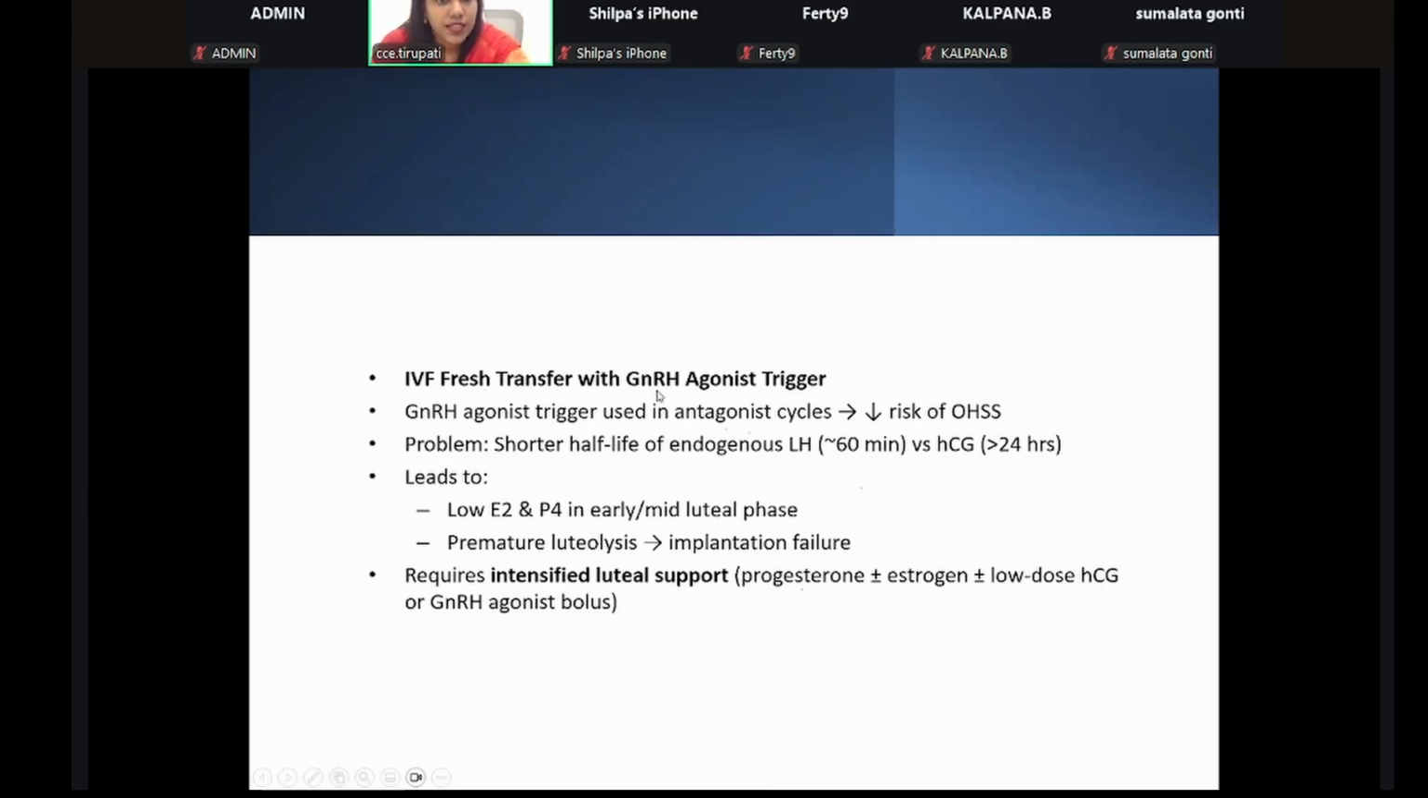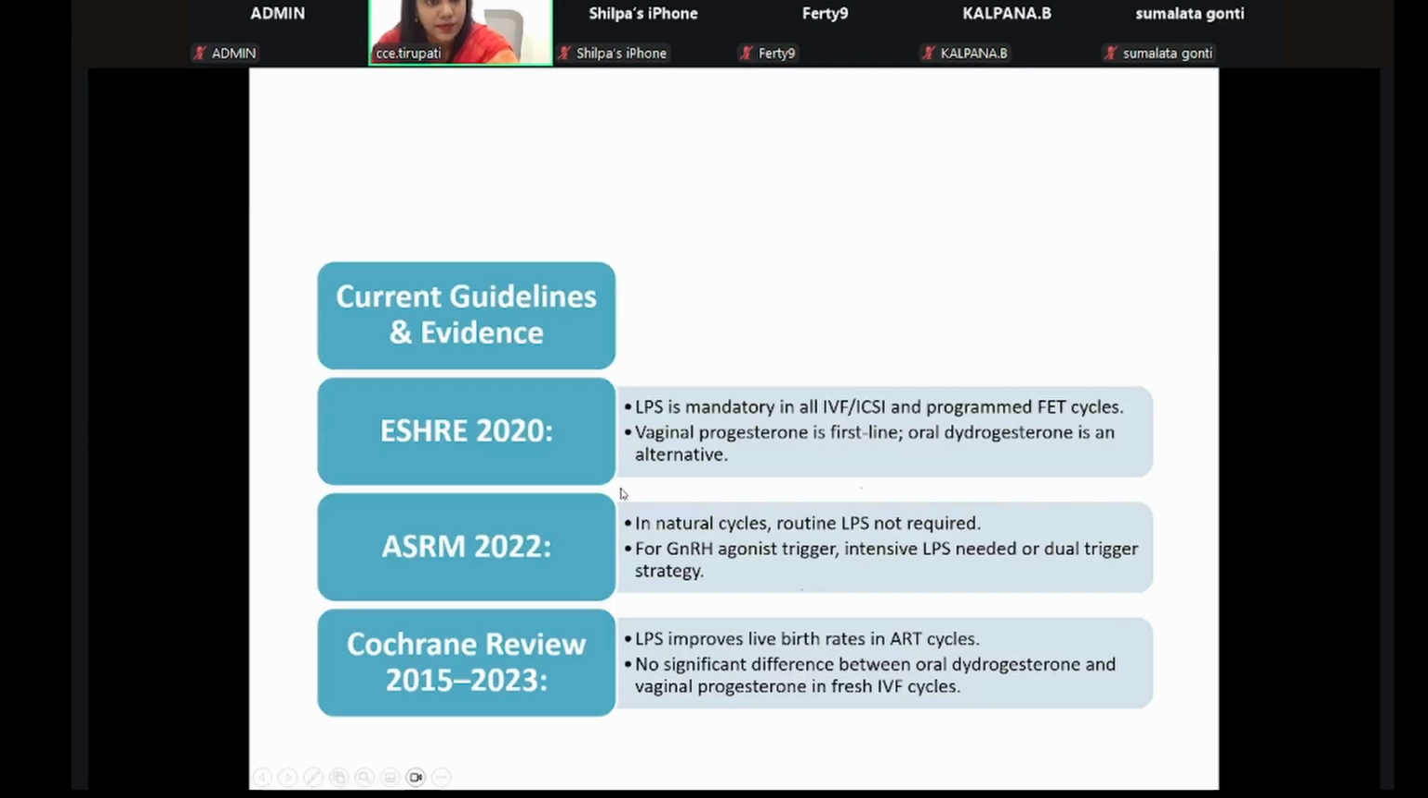So, IVF fresh transfer with agonist trigger. Whenever an agonist trigger is used in antagonist cycles, there will be less risk of OHSS. But because of the shorter half-life of the agonist, profound luteolysis occurs, which can lead to implantation failure, and E2 and P4 levels will be very low. So intensive luteal phase support is mandatory in agonist trigger cycles.